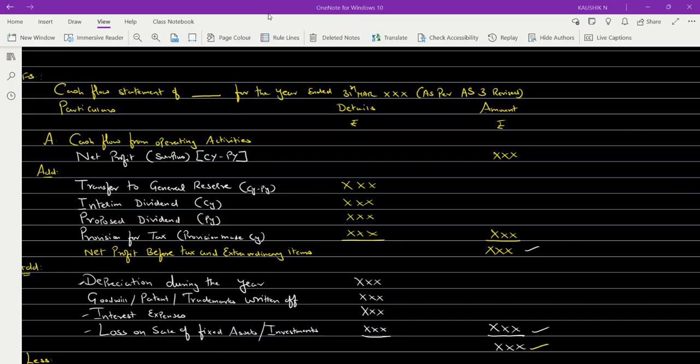The next one: you would have purchased some fixed asset, say for example a building, and then given the building on a rental basis to someone. Then rent will be received. Or here it says investment. When I say the word investment, the investments can be either in the shares of a company or in the debentures of a company.